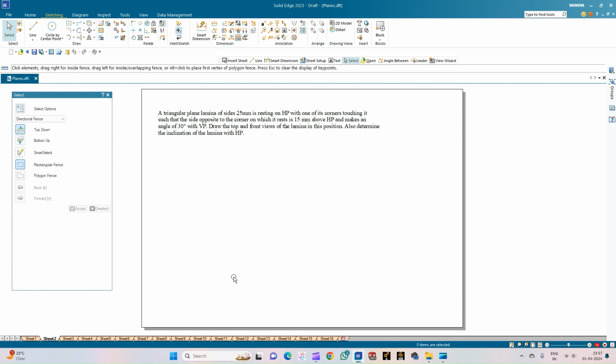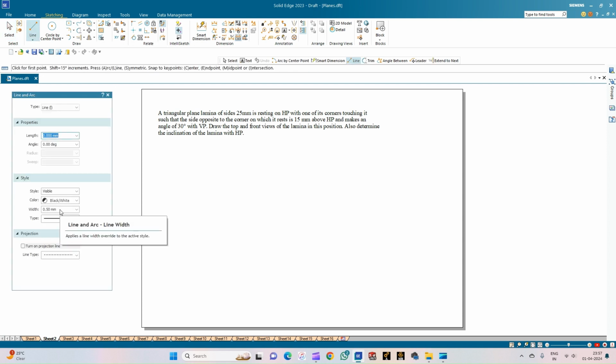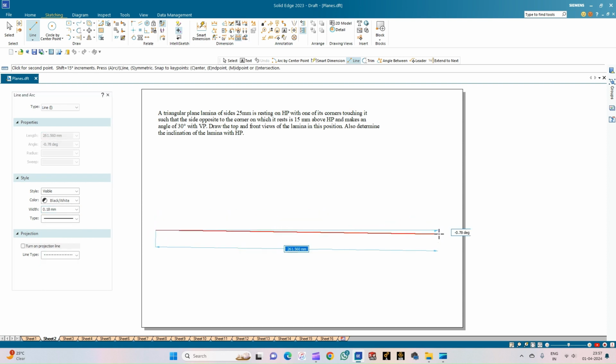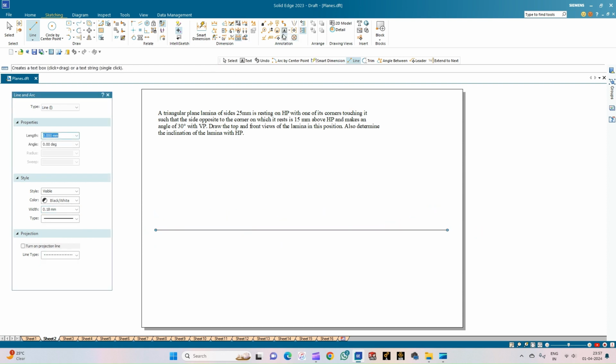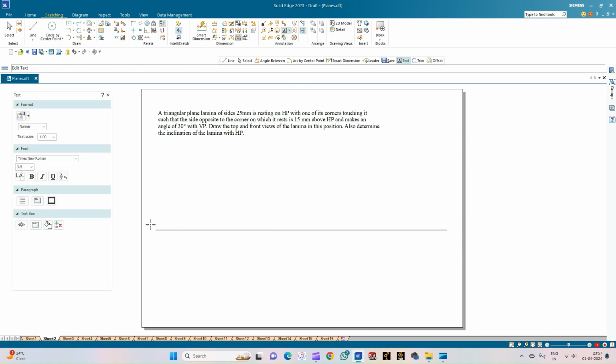Draw the top and front views of the lamina in this position, and we need to determine the inclination of the lamina with HP. So here the inclination with respect to the VP is given. However, the inclination with respect to the HP is not given. So we will execute the solution for this problem statement by drawing the XY line of any arbitrary length of thickness 0.18 mm. We will annotate the line to be X and Y. The plane above the reference line is VP and the plane below the reference line is HP. So this is the annotation of the reference line and the principal planes.